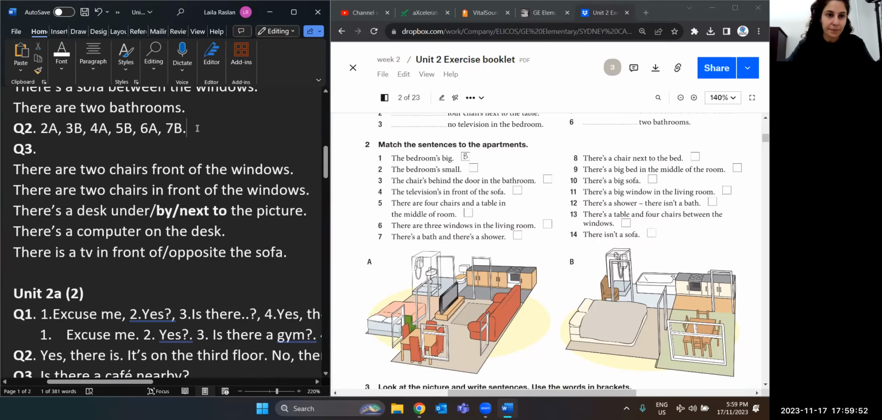B, yep. Number 9, there's a big bed in the middle of the room. Yep, B. There's a big sofa. A. There's a big window in the living room. Window in the living room. B. There's a shower. There isn't a bath. A.